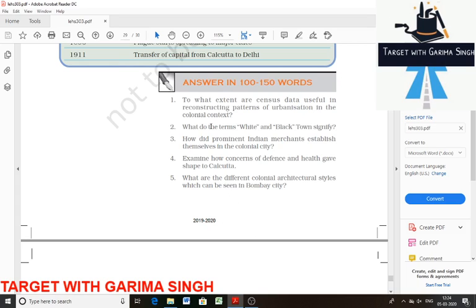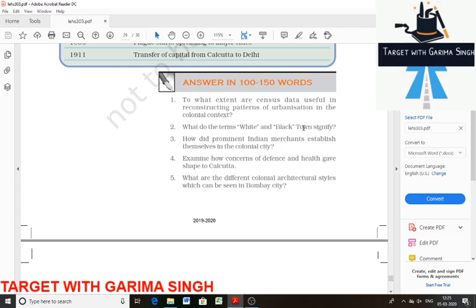Now, the second question is, what do the terms White and Black Town signify? So, the British had white skin, so they were often described as white, and they considered themselves superior to others. On the other hand, the Indians had brown or black skin, so they were known as black. The white signified their superiority over the black due to the color of their skin. The British symbolized the black area as full of chaos and anarchy, filth and disease, and on the other hand, the white area stood for cleanliness and hygiene.